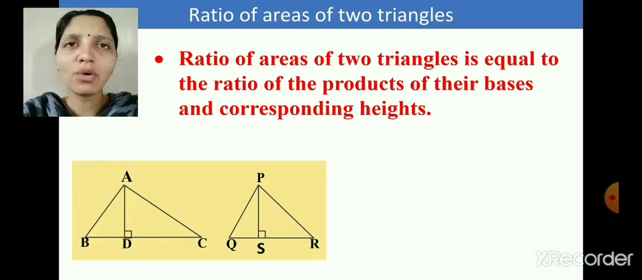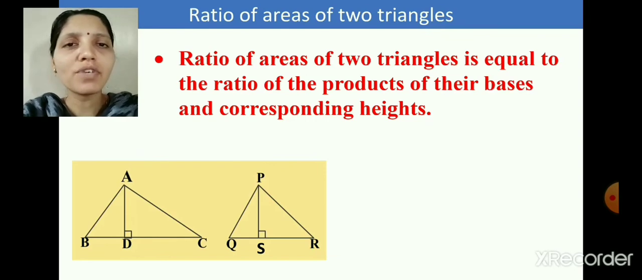In this we are going to do the revision of the first lesson, similarity. What was the first topic we have learned in this lesson? Yes, ratio of areas of two triangles. So what was the statement for this? Ratio of areas of two triangles is equal to the ratio of the product of their bases and corresponding heights.